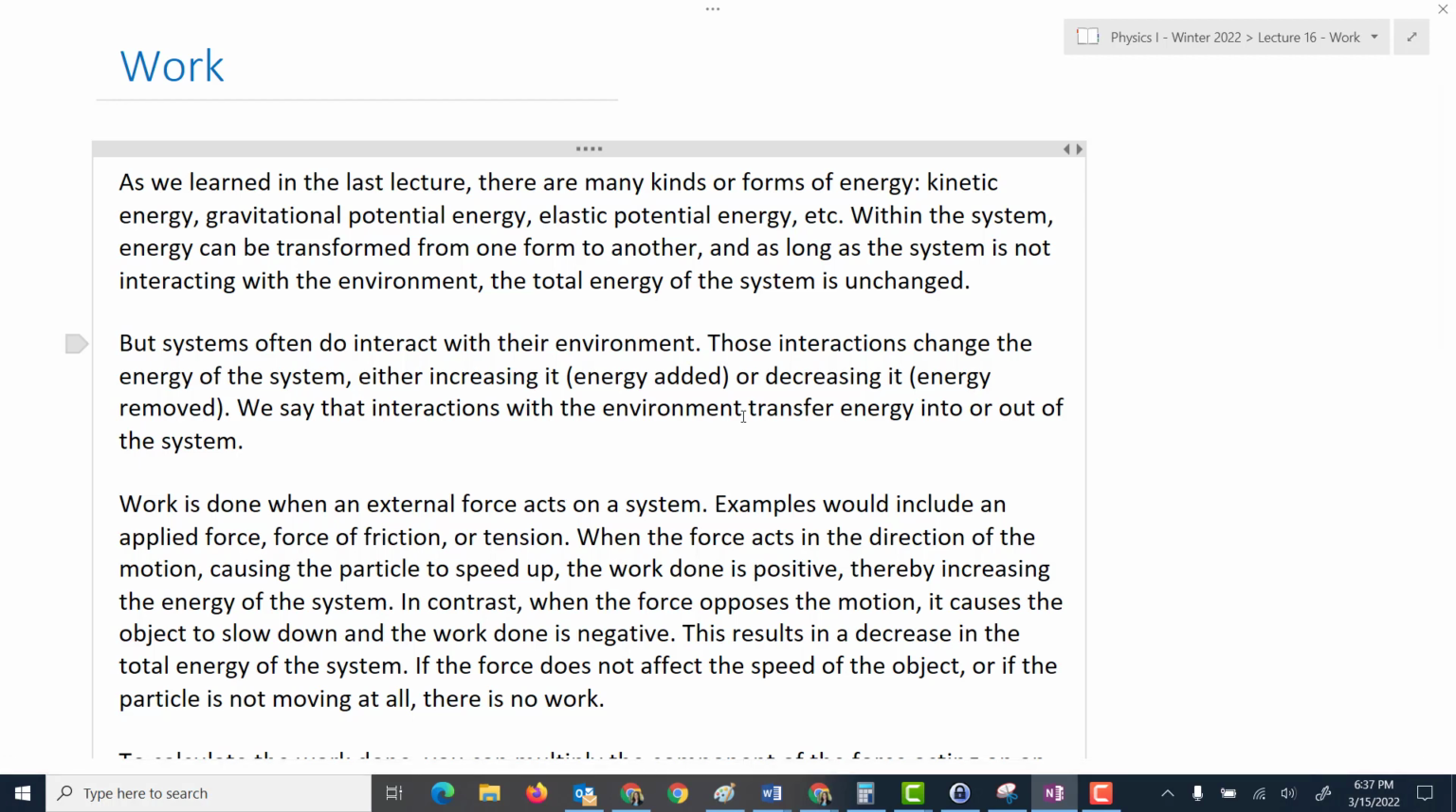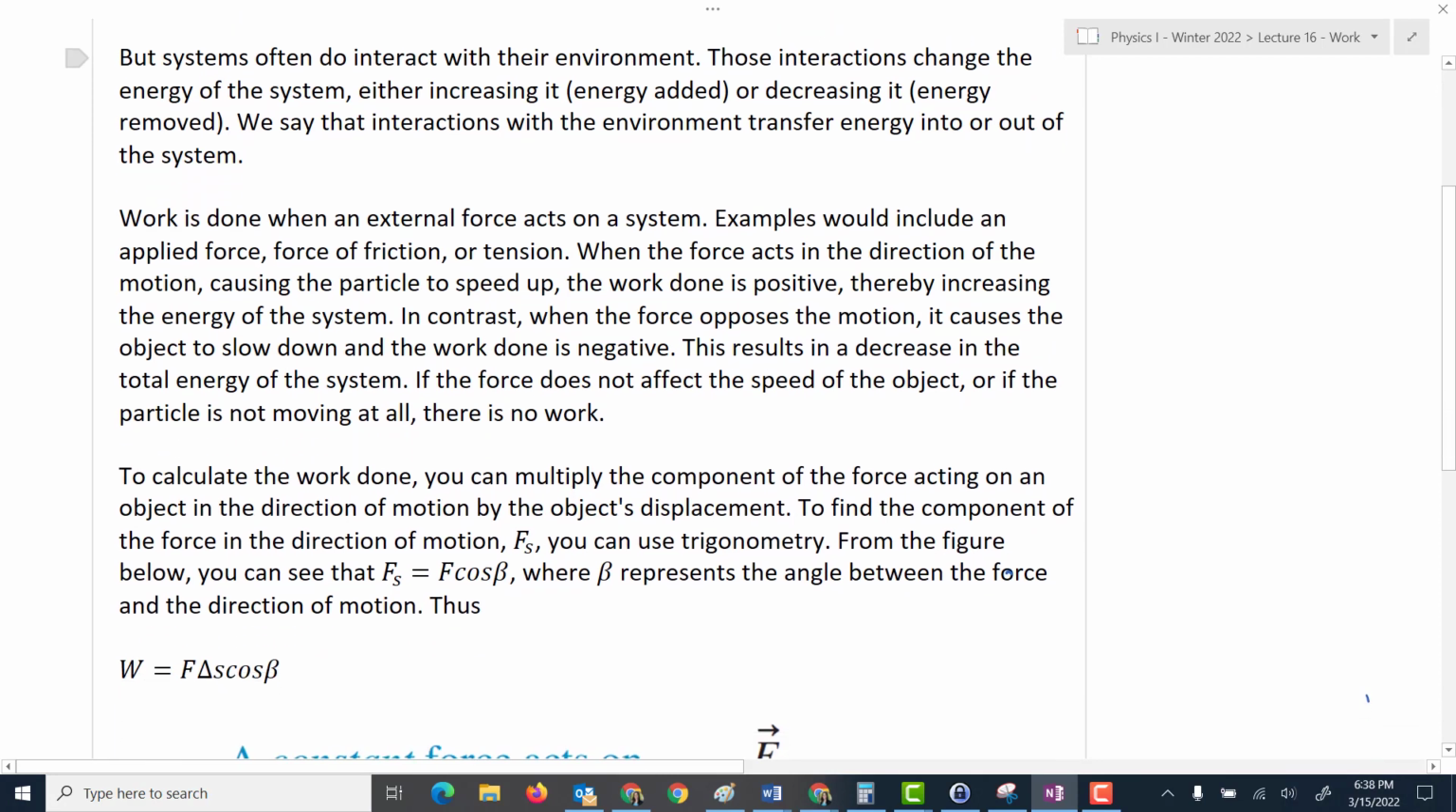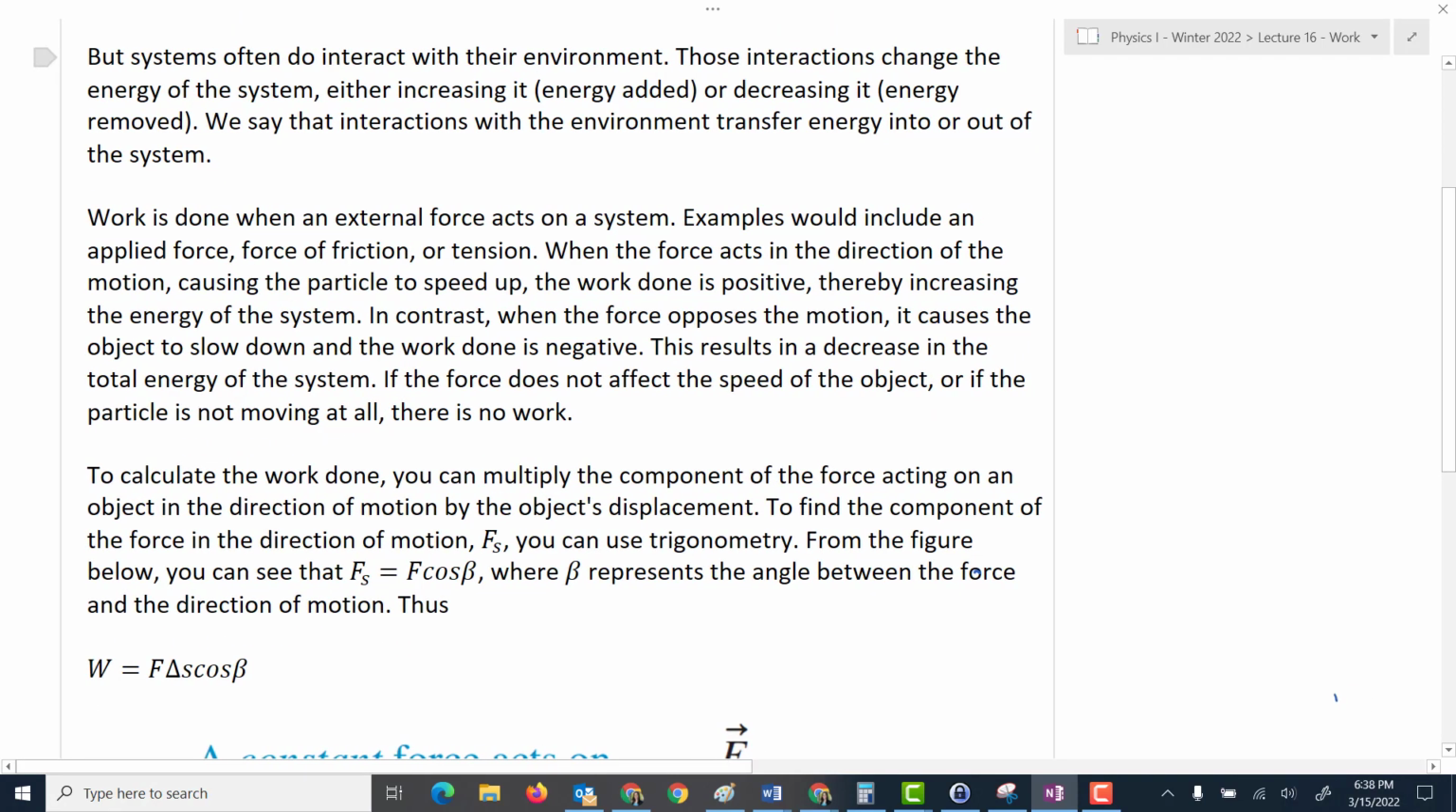But oftentimes systems do interact with their environment, and so there is a change of energy of the system, so we can no longer say that the total energy initially equals the total energy final. Sometimes energy is added or energy is removed from the system. And so in this case, interactions with the environment transfer energy into or out of the system. So anytime an external force is acting on a system, we say that work is done.